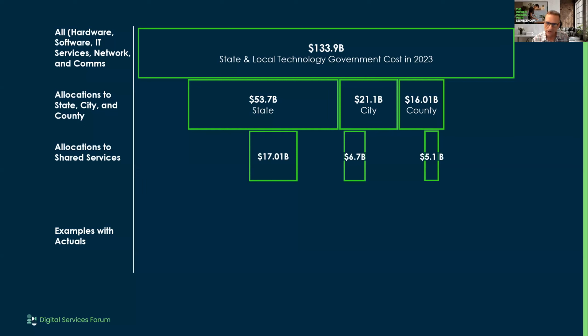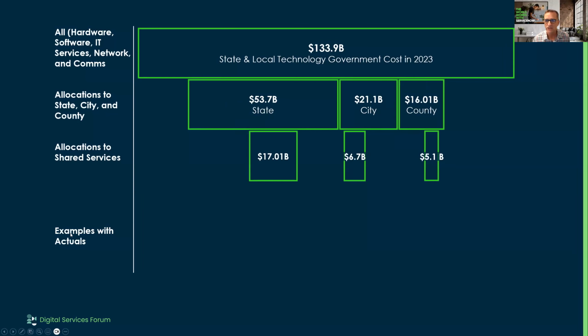Now, if you look at shared service organizations, I know the majority of us on this call are probably in shared services organizations, and that shared service organization gets a chunk of that money. So it's whittled down here. Roughly a third of the overall technology budget ends up in that shared service organization.